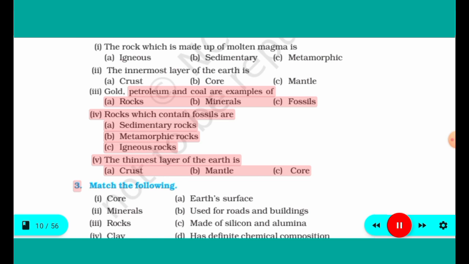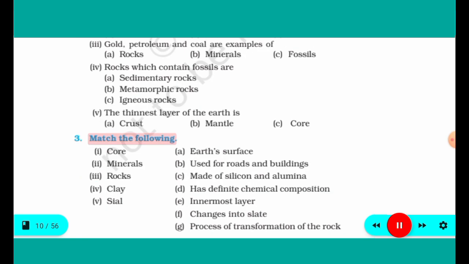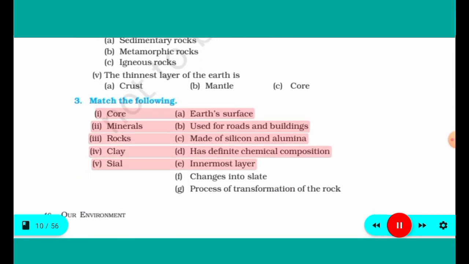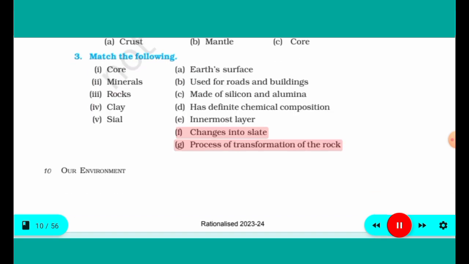3. Match the following. i. Core, a. Earth's surface. ii. Minerals, b. Used for roads and buildings. iii. Rocks, c. Made of silicon and alumina. iv. Clay, d. Has definite chemical composition. v. Seal, e. Innermost layer. f. Changes into slate. g. Process of transformation of the rock.